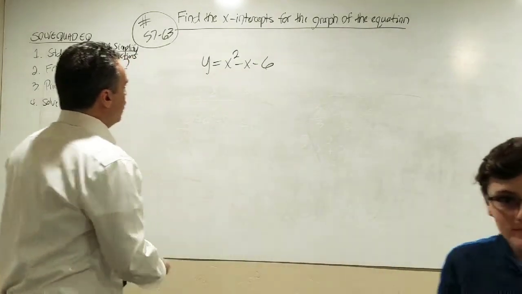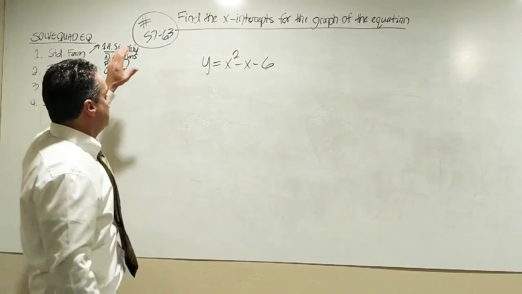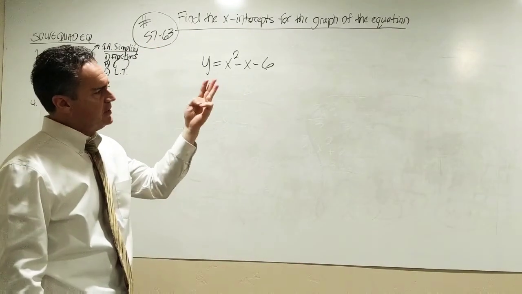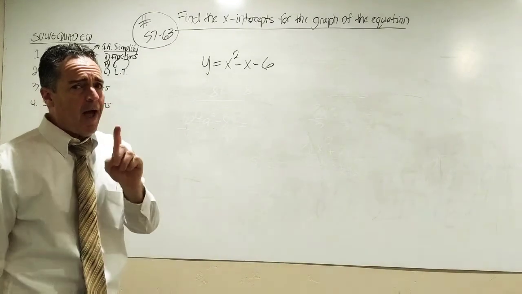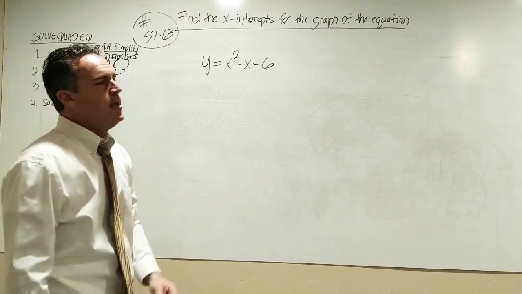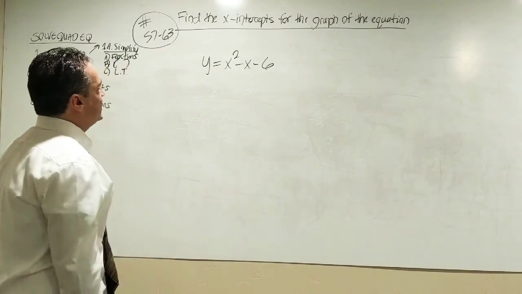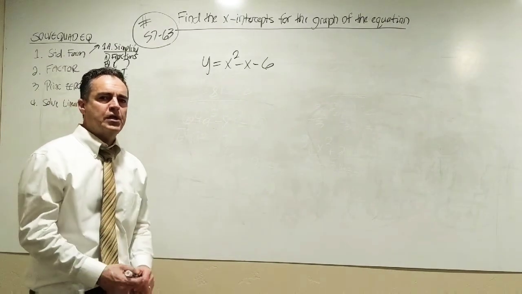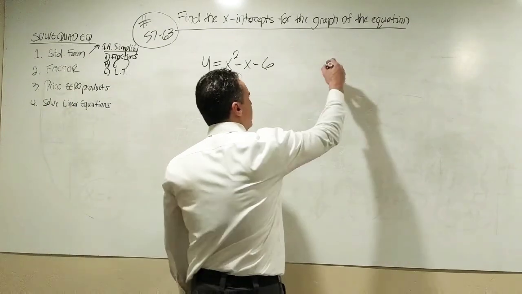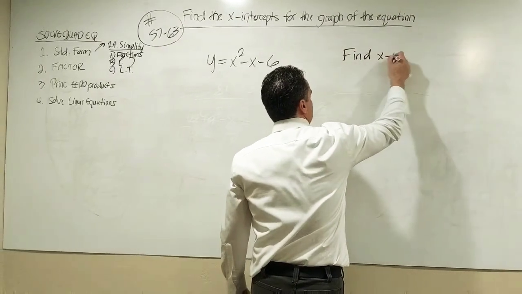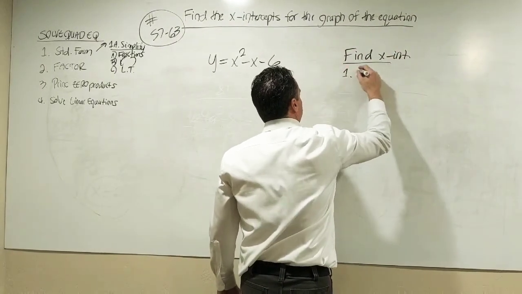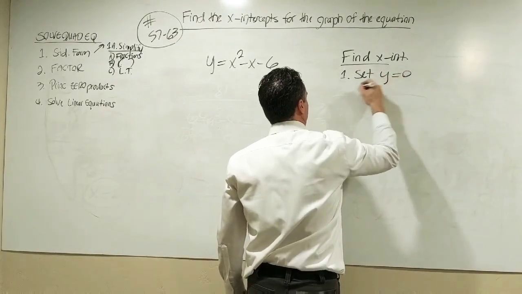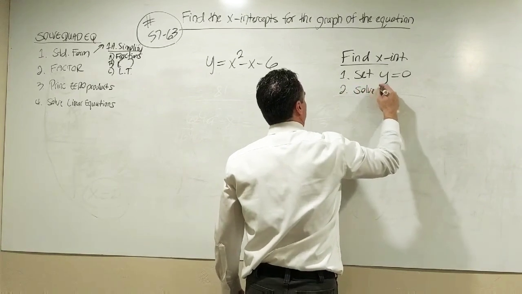Okay. So, the last concept in numbers 57 through 63, and you're doing the odds, so 57, 59, 61, 63, 4 problems. But you have one like this on the test. And the direction says, find the x-intercepts for the graph of the equation. Now I want you to think back to our graphing chapter, chapter 3. When we wanted to find the x-intercept, step number 1, we always set what equal to 0? That's right, we set y equal to 0. And then step 2, we then would solve for x.